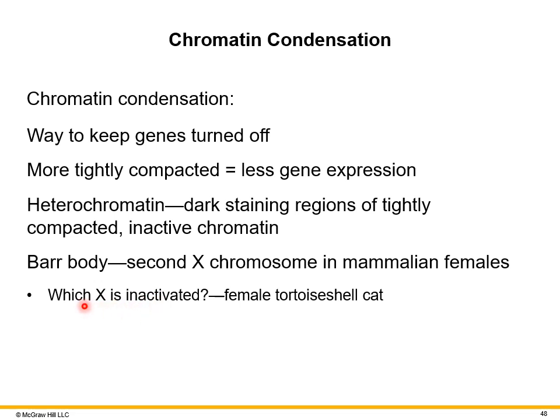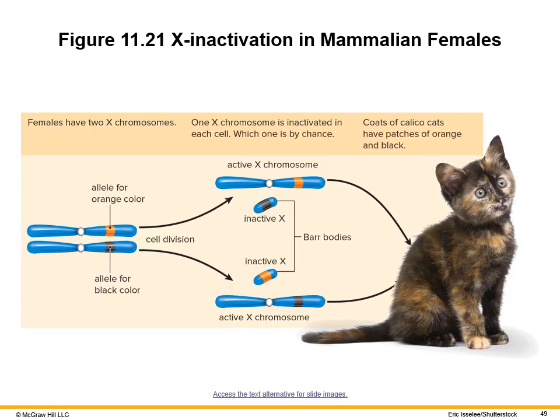So an example of X inactivation, or the presence of the bar body, is in female tortoiseshell cats. As we know, females have two X chromosomes. So here we have the two X chromosomes, and for this female kitten, she has one allele for the orange color and one allele for the black color.